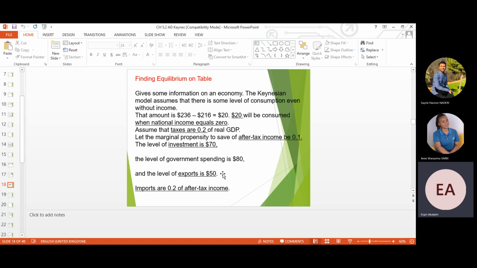Assume taxes are 0.2 of real GDP. The marginal propensity to save out of after-tax income will be 0.1. The level of investment will be 70. The level of government spending will be 80, and the level of exports will be 50, and imports are 0.2 of after-tax income. Let's see what will happen.